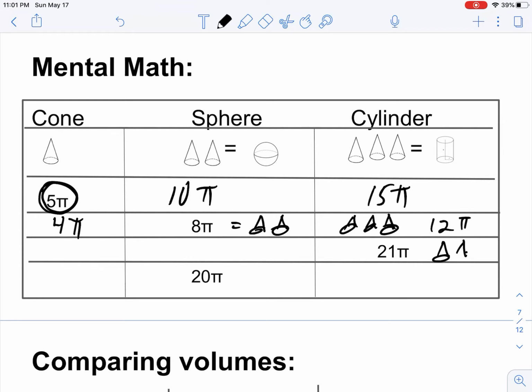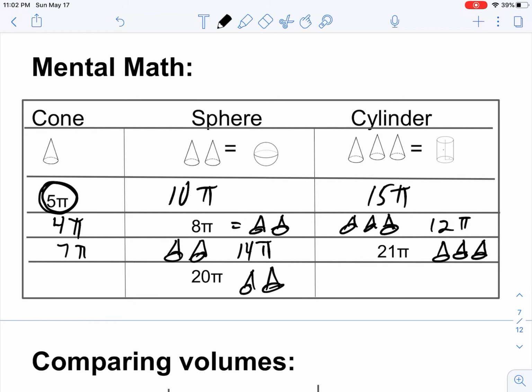Here, starting with the cylinder, since we know that this is 3 cones, let's go back to 1 cone by dividing by 3. That's going to give us 7 pi. And we know that the sphere is equal to 2 cones. So 7 pi times 2 is going to be equal to 14 pi.